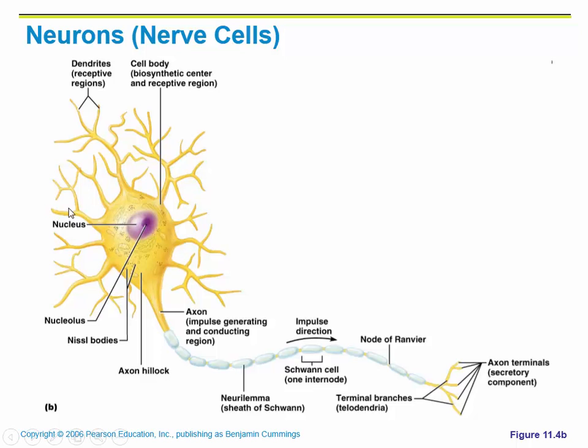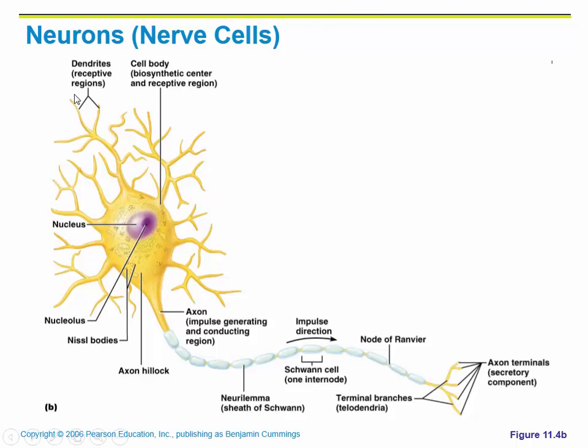So this is what a neuron looks like for the most part. This is considered to be a multi-polar neuron, and so it doesn't look like all the nerve cells in your body, but this is one of the basic pictures that we always show.